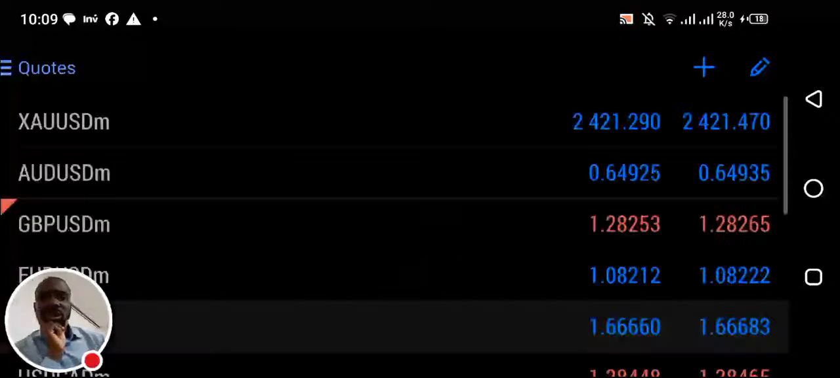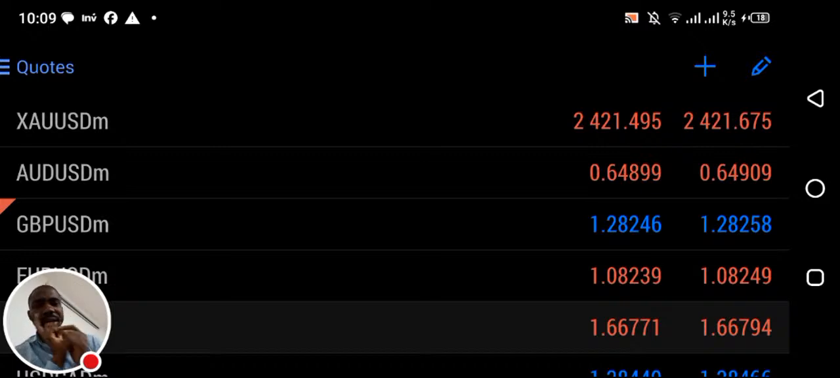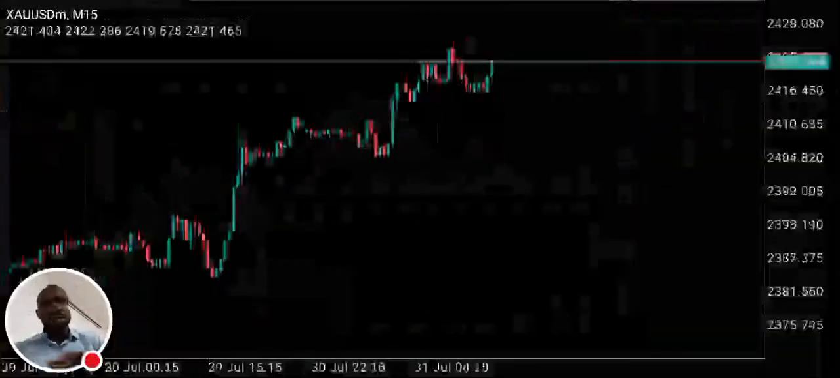Okay, let's go to the chart. Since Monday, I've only executed one trade, and that trade is GBP USD. As you can see, it's negative at the moment. Like I shared with you guys, let's start with gold. I told you guys on Monday, I'm expecting gold to buy.